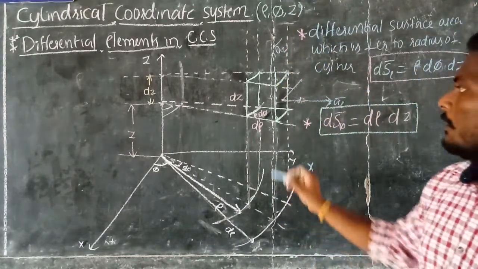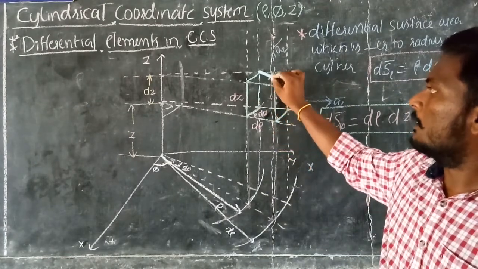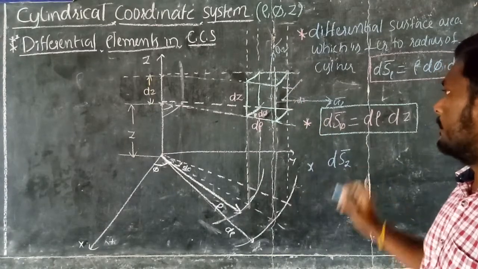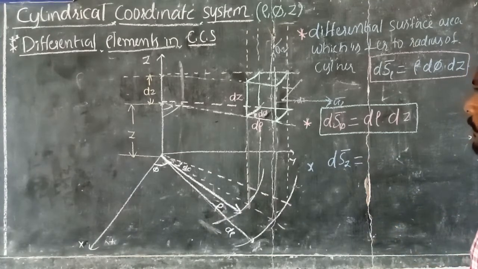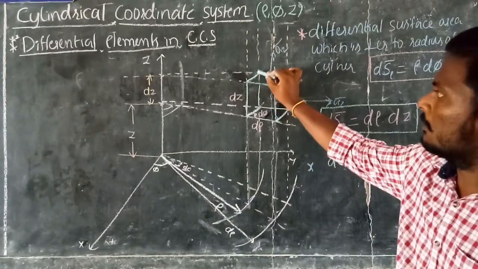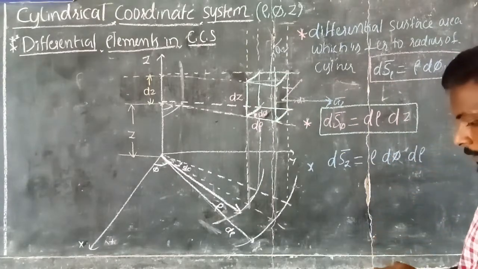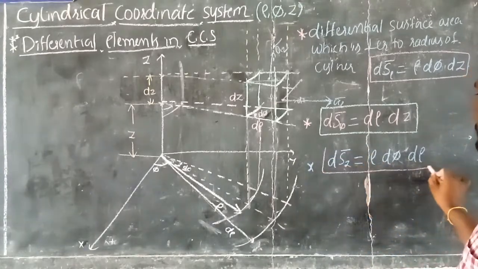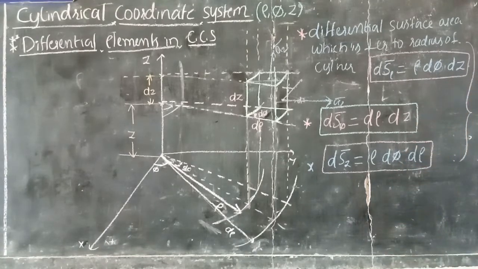Okay, so what is the length into breadth? What is this length? This is d rho and it is rho into d phi. That means differential surface area in the direction of the z axis, ds z bar, is equal to rho d phi, this one, into this edge d rho. Okay, so these are the differential surface area formulas.